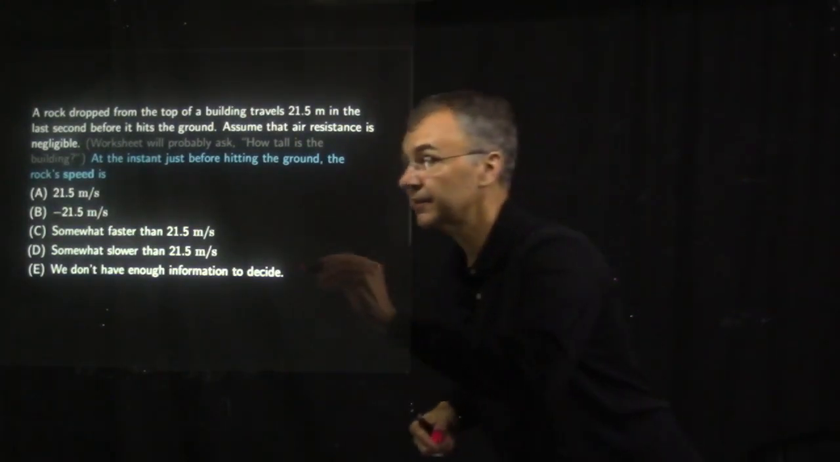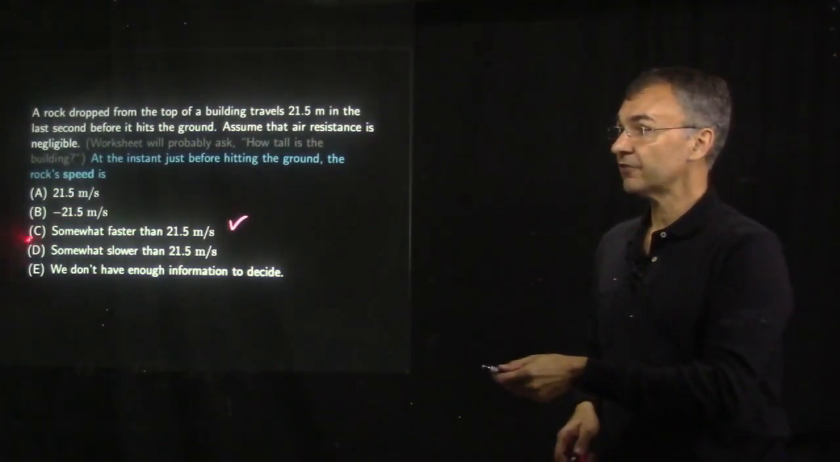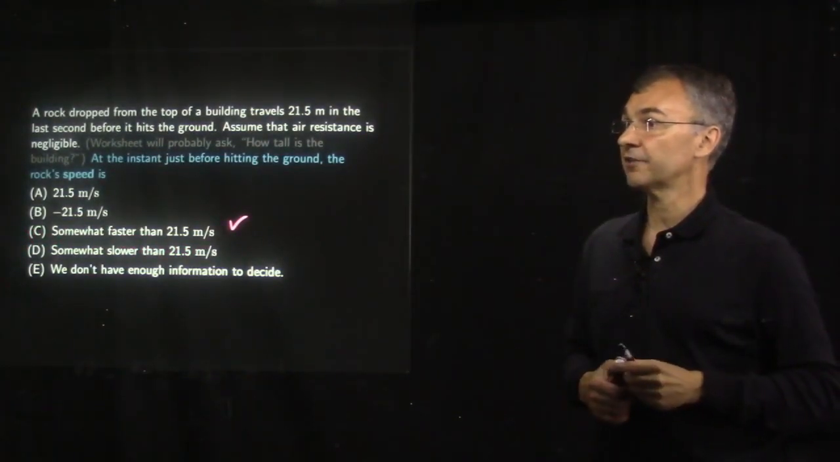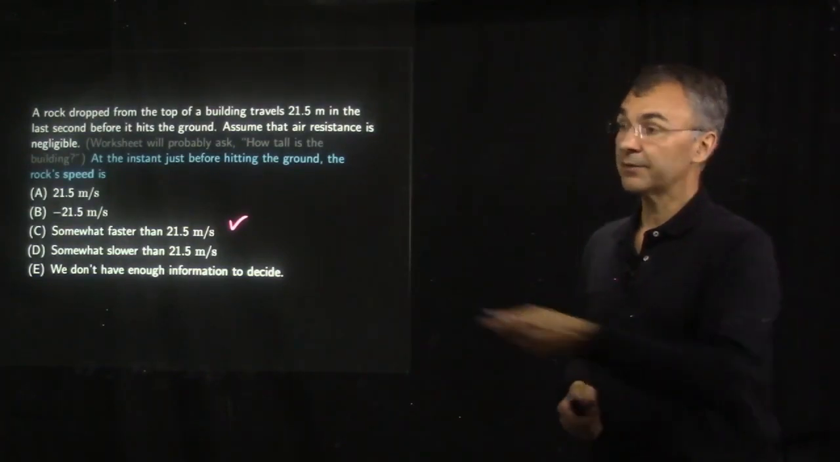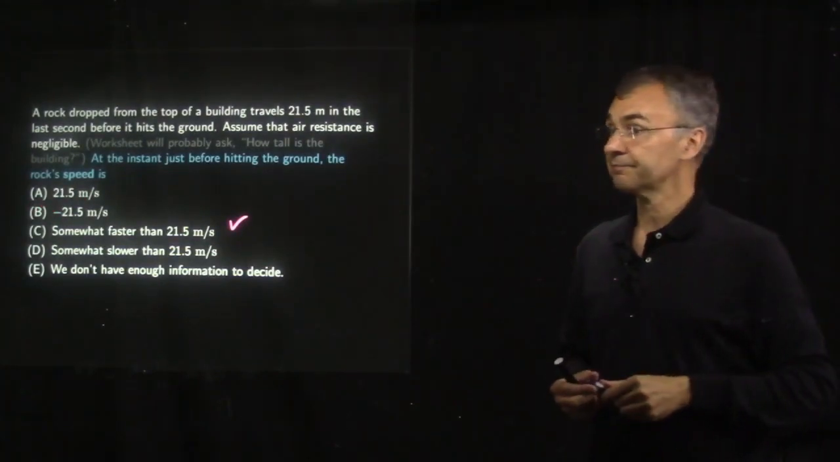So I think it's C, Charlie. So it's somewhat faster than 21.5 meters per second. The speed. By the way, the speed can't be negative. So you could rule out B because speed cannot be negative.